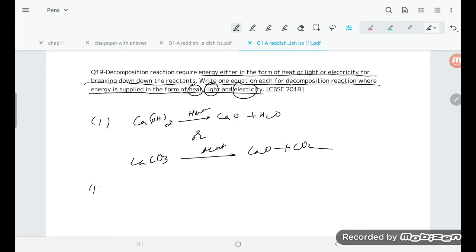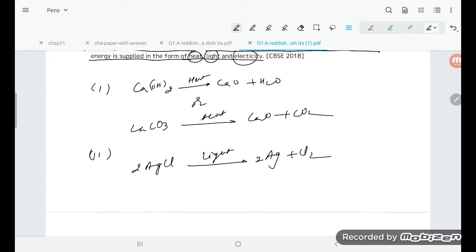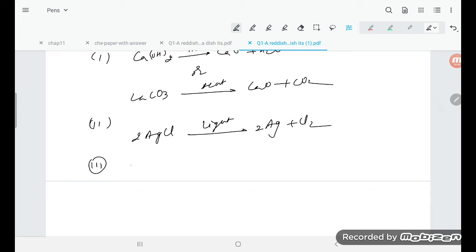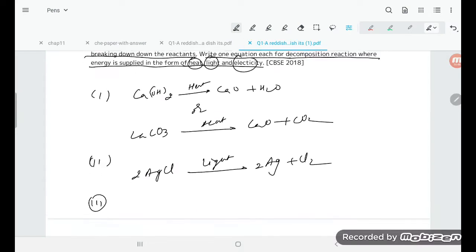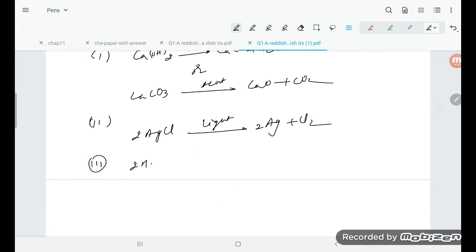And the second one, if you are going for light, so light means 2AgCl, light required, gives 2Ag plus Cl2. Now the third one, they are saying that is electricity. So that is very easy, 2H2O gives 2H2 plus O2. That is electricity. So that is very simple. You can try to understand this one.